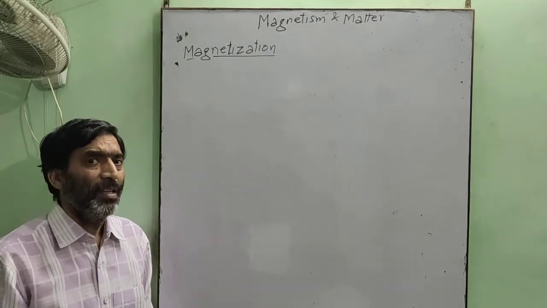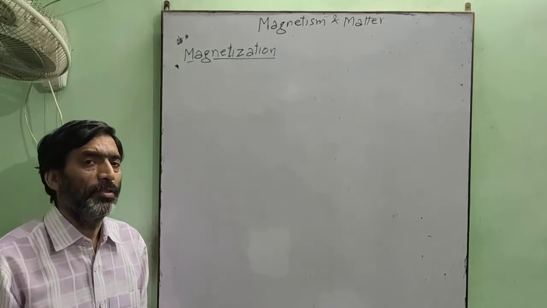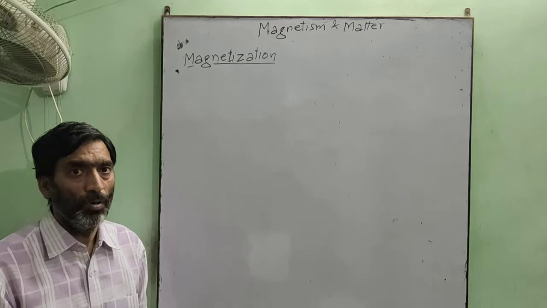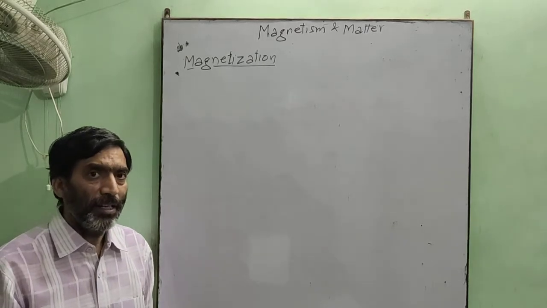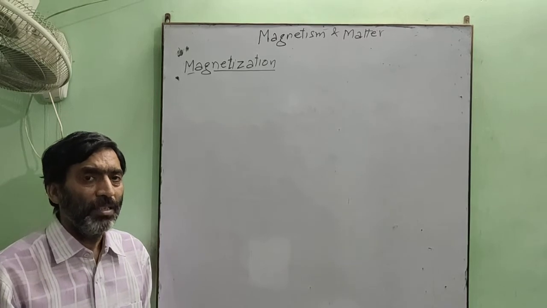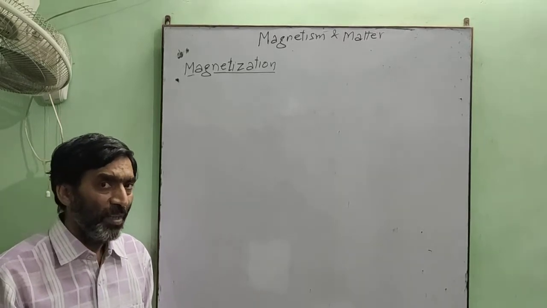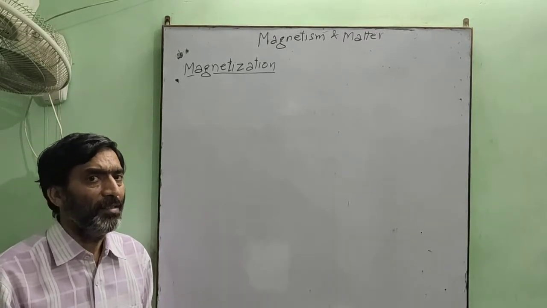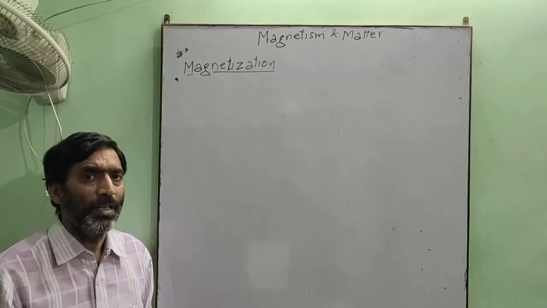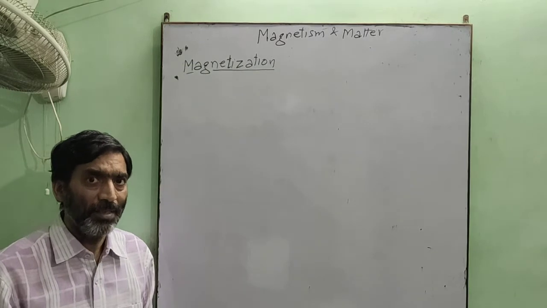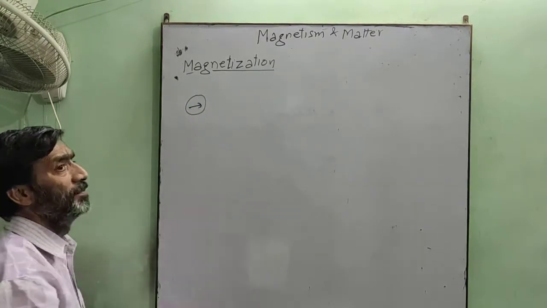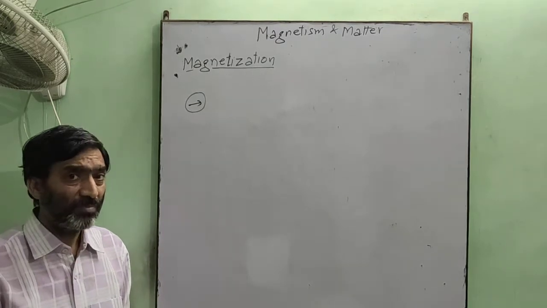As we know, all the electrons revolve around the nucleus in some permissible orbits. Electrons are negatively charged, so when an electron revolves around the nucleus, it constitutes a current loop, and every current loop behaves like a magnet. Or we can say every atom behaves like a tiny magnet. It's represented like that. Suppose this is the atomic magnet.